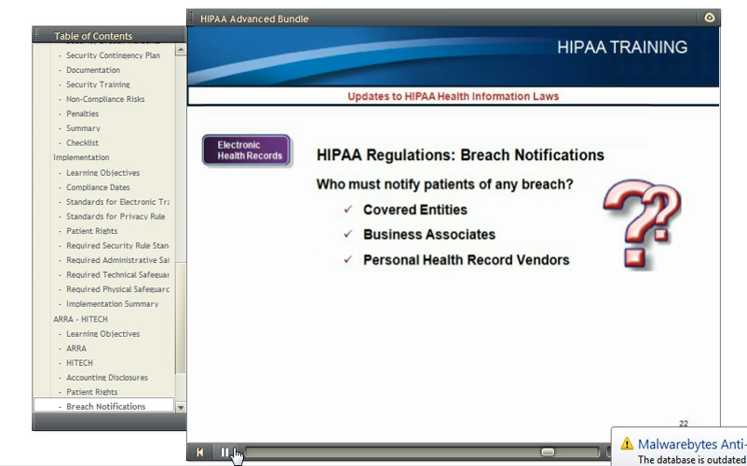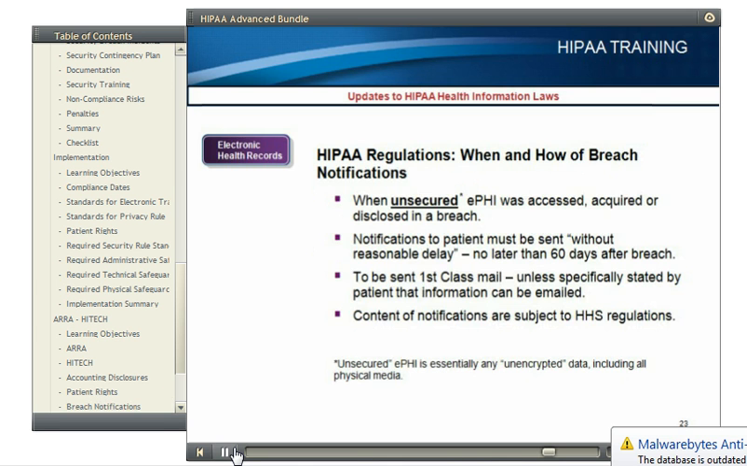HIPAA regulations. Breach notifications. Who must notify patients of any breach? Covered entities, business associates, and personal health record vendors. HIPAA regulations. When and how of breach notifications. Notification is required when unsecured EPHI was accessed, acquired, or disclosed in a breach.